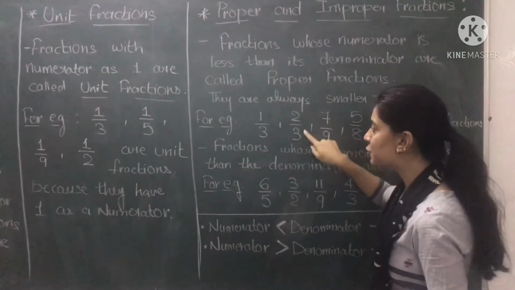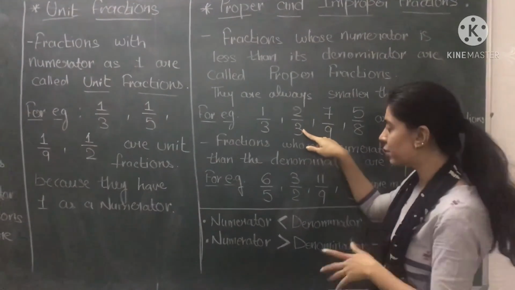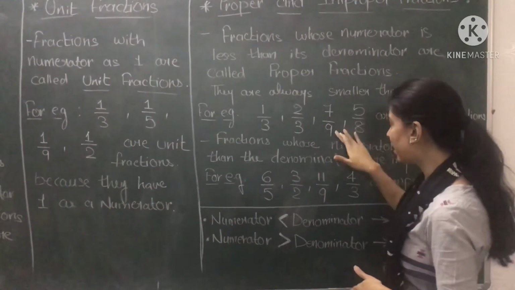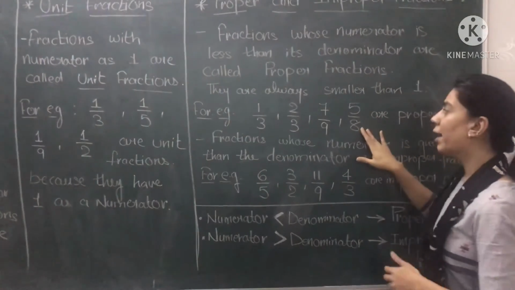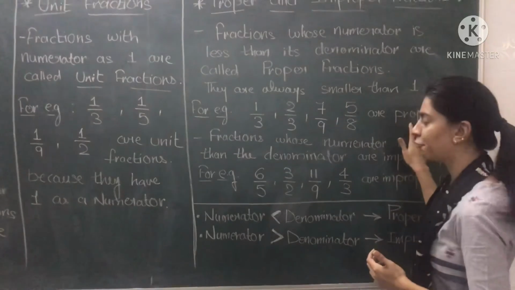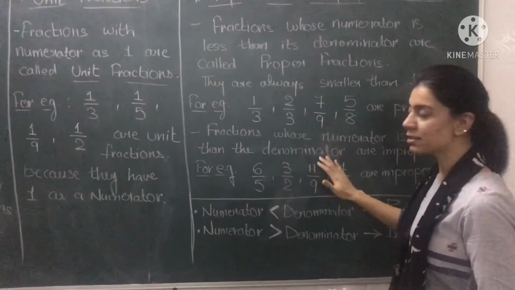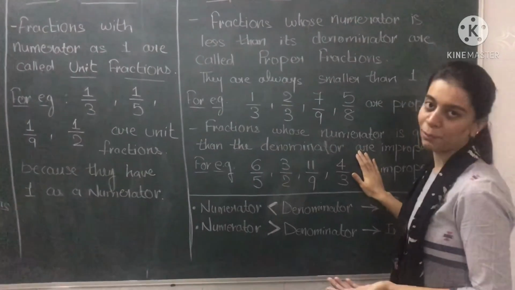Next example is 2 by 3. 2 is also smaller than 3, so it is also a proper fraction. 7 by 9, 5 by 8 also have numerator less than their denominator, so they are proper fractions. Now, fractions whose numerator is greater than its denominator are called improper fractions.